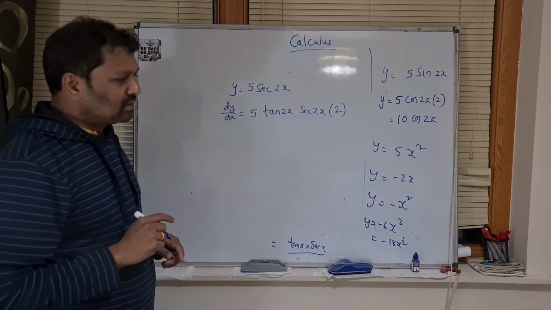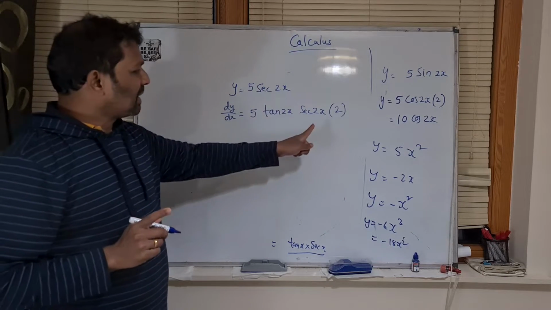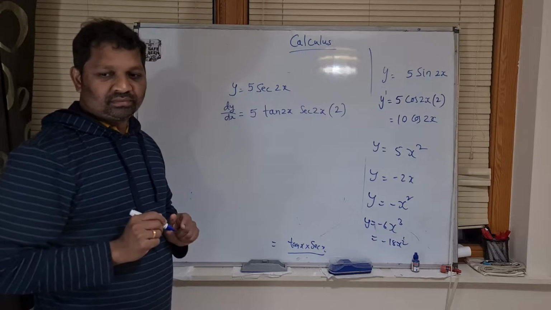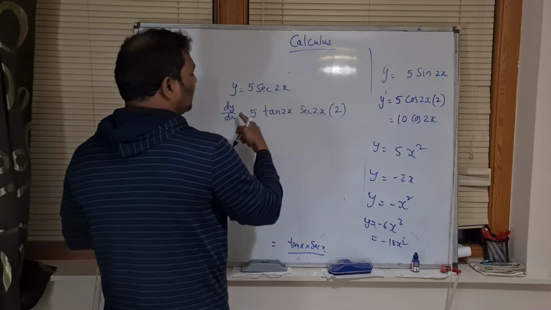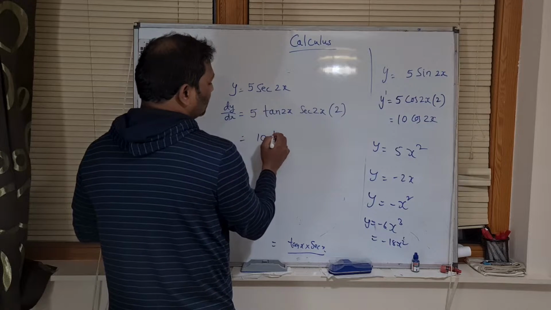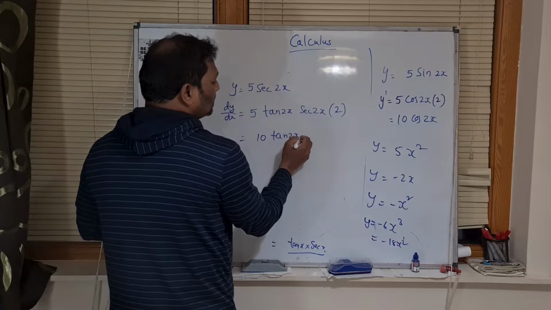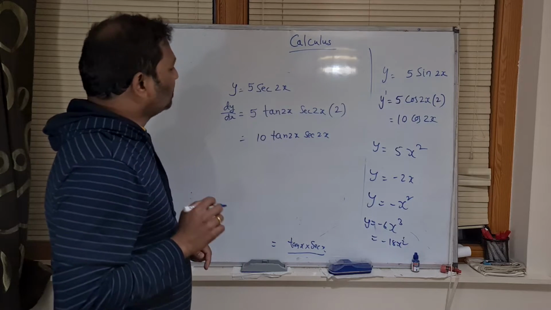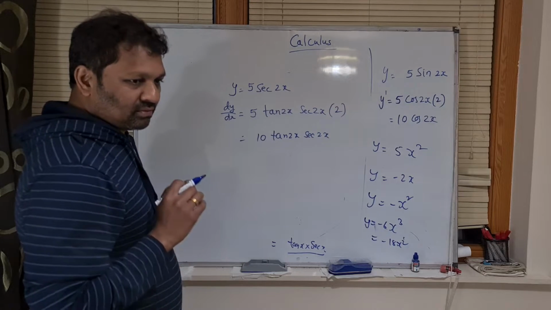Then 5 times 2. Put this in a bracket so that you won't mix up this 2x and 2. 10. Now you multiply 5 and 10, which gives 10 tan 2x secant 2x. Okay, so that is the answer. Again, you're not getting fluent.